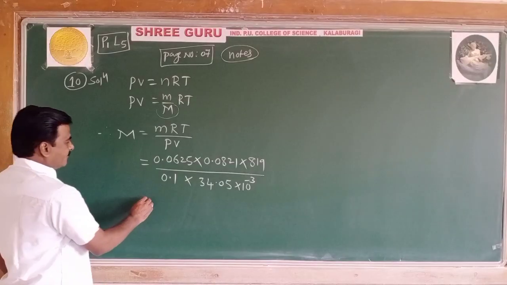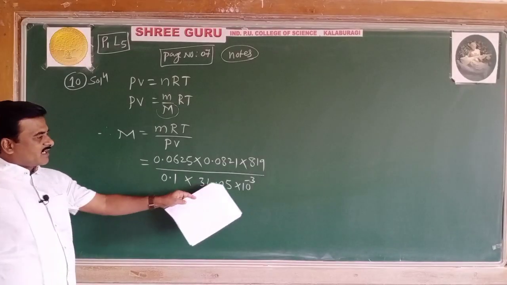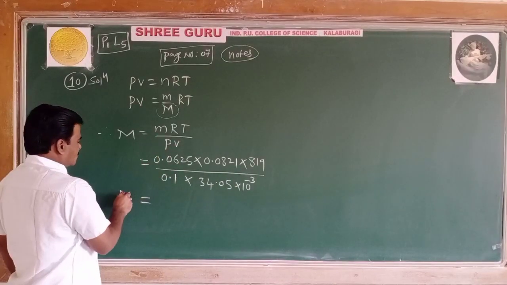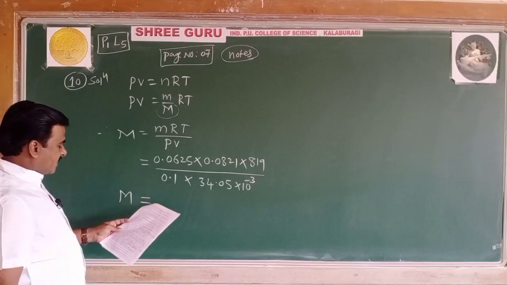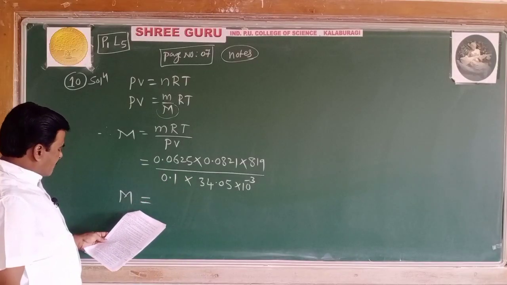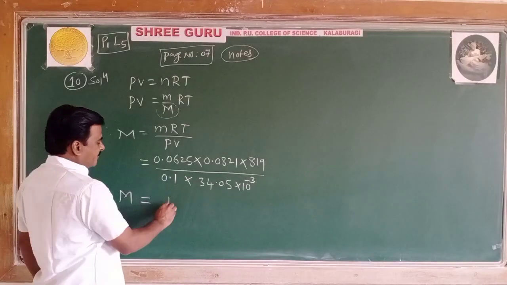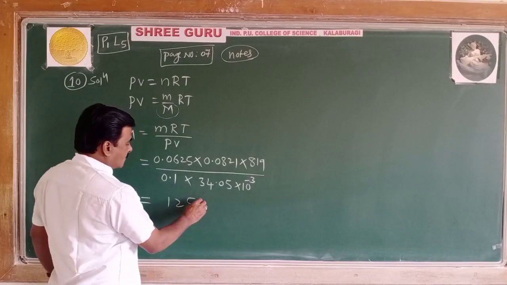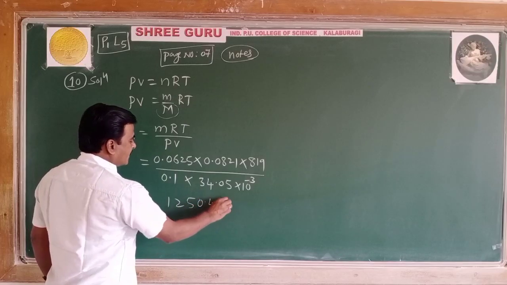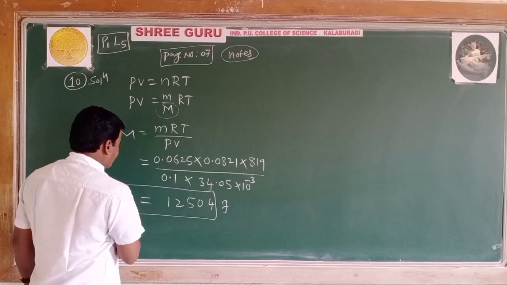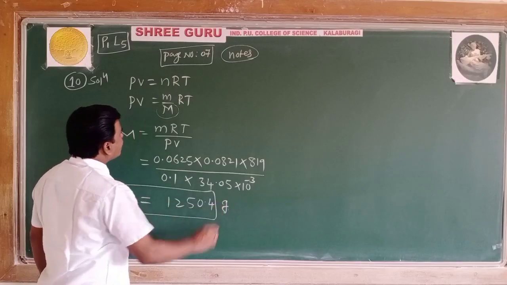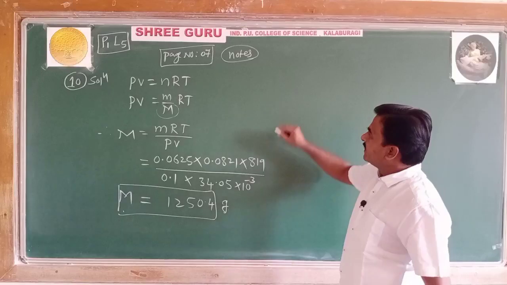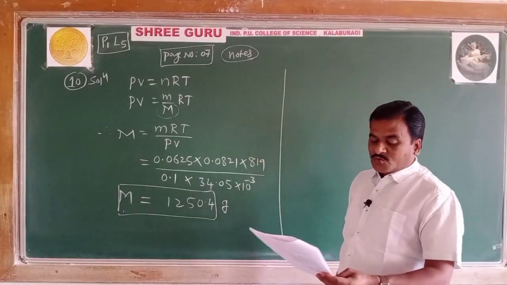So here the milliliter is converted into dm cube. On solving and simplifying this, you will get the molecular mass of value 0.4 gram is the molar mass of phosphorus vapors. So look into this solution part. Come on, let's move to the next one. What is the next one?